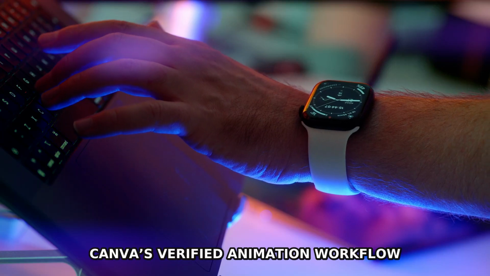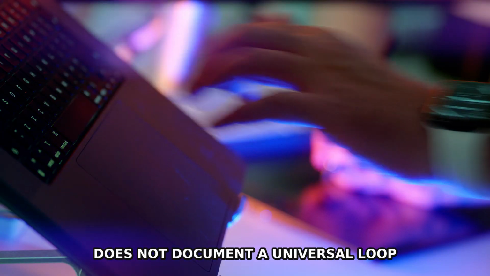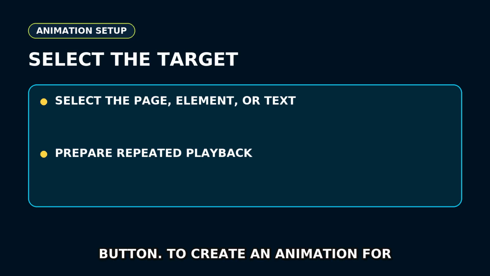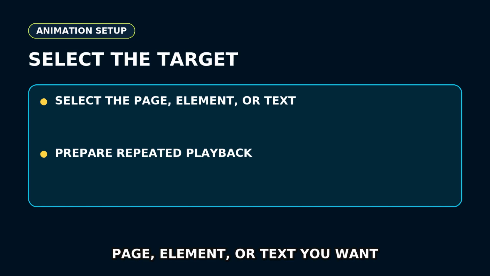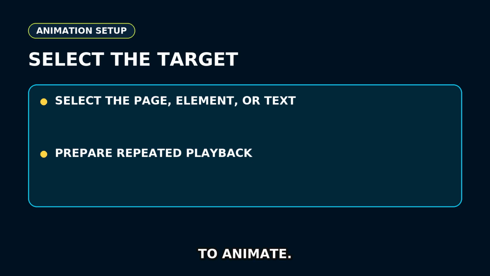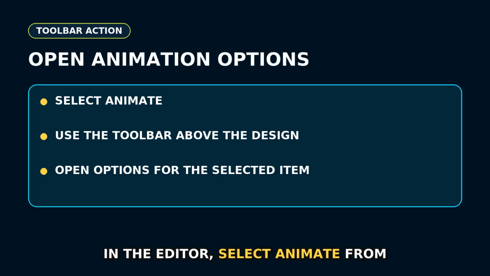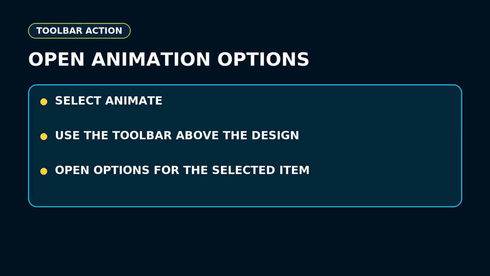Canva's verified animation workflow does not document a universal loop button. To create an animation for repeated playback, start by selecting the page, element, or text you want to animate. In the editor, select Animate from the toolbar above the design. This opens the animation options for the page or item you selected.